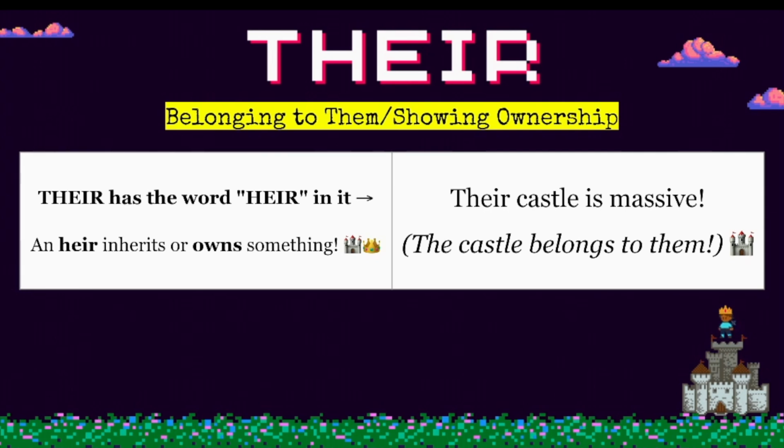Their jacket is super cute. They own the jacket. So it's T-H-E-I-R. Their crown is really big. They own the crown. So it's T-H-E-I-R. They have ownership over it, or it belongs to them at that moment. Love it. T-H-E-I-R, having ownership.